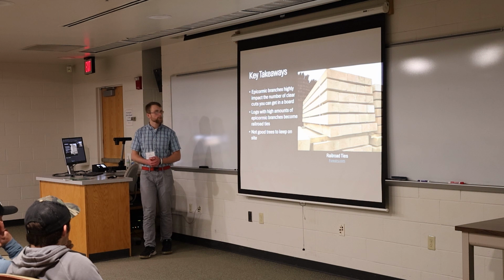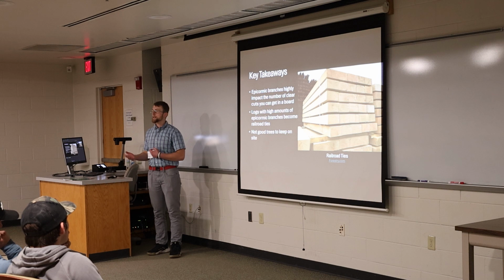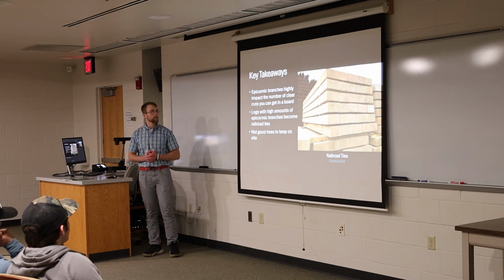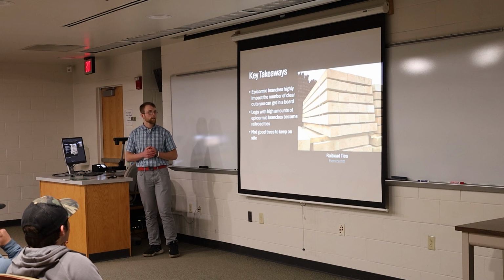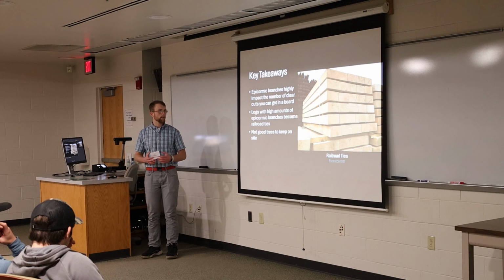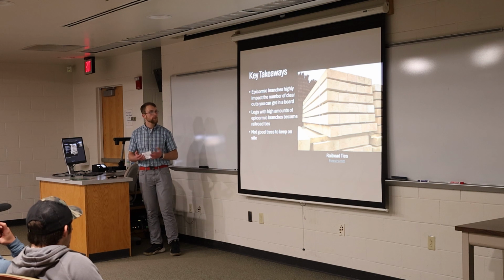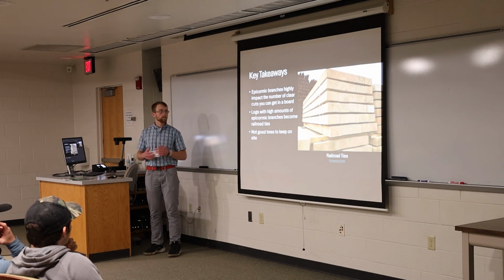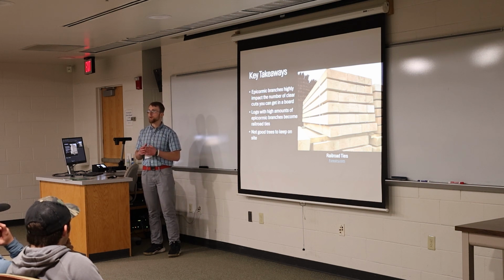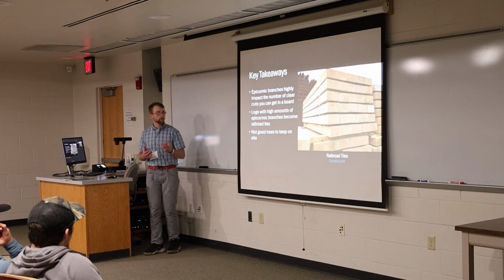Some key takeaways from this are that epicormic branches highly impact the number of clear cuts that you can get in a board, as I was just saying, and logs with high amounts of epicormic branches are better utilized as something such as a railroad tie, where the branch knots formed by epicormic branches are not considered defects. Lastly, they are not the most desirable trees to keep on site, because trees with high amounts of epicormic branches are typically not the most dominant trees, are more intermediate, and from an economic standpoint have already reached their maximum product class.